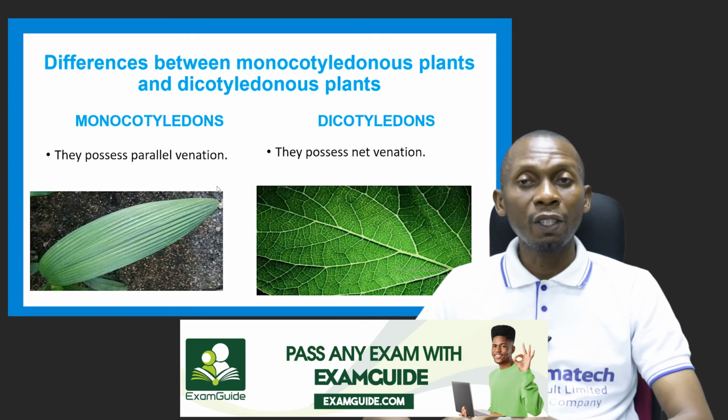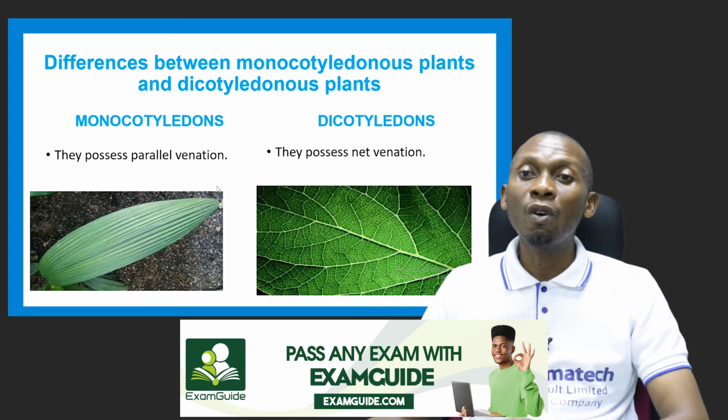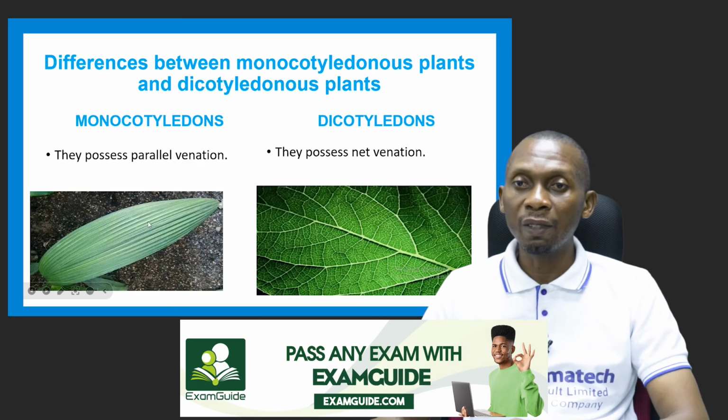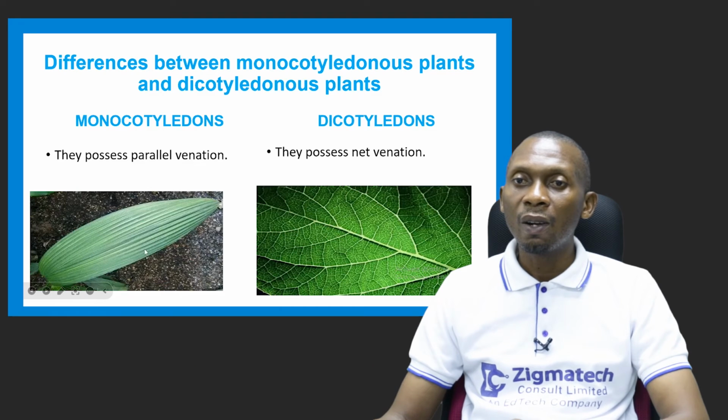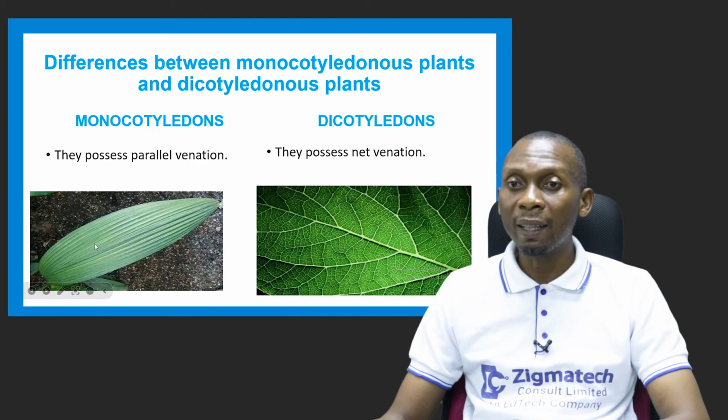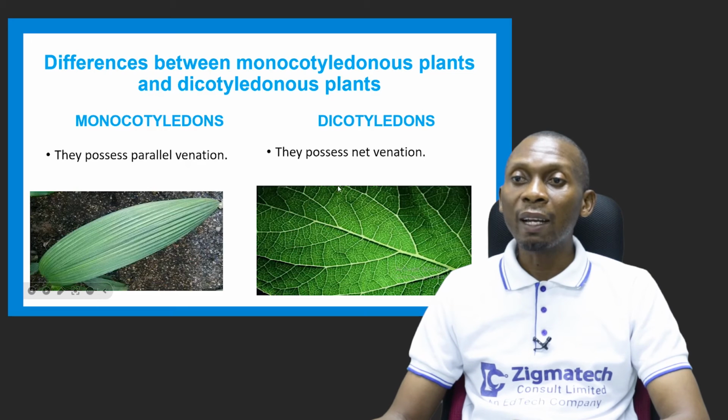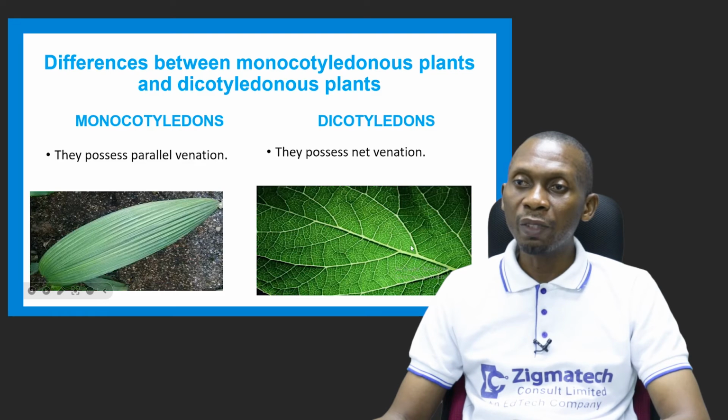Now, another difference between monocots and dicots can be seen in the type of venation they possess on their leaves. You can see these lines on this leaf, which are called veins. So it's parallel venation. While for dicotyledons, you can see it's netted, it's scattered. These are veins. So this is the midrib, this is the vein, these are the veinlets. You can see them all scattered. This is called net venation, while for monocot it's called parallel venation.